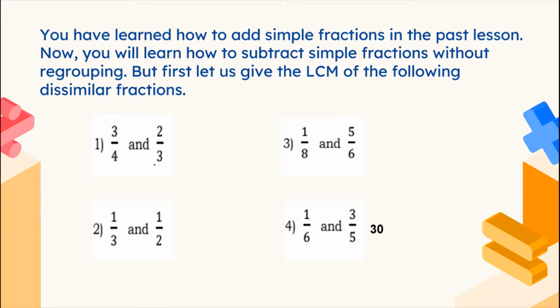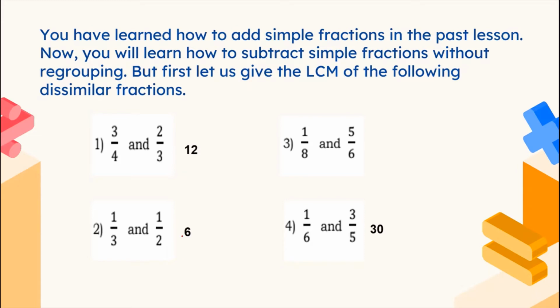You got the answer? Very good. The answer for this one is 12. The LCM of 4 and 3 is 12. How about number 2? 1/3 and 1/2. What is the LCM of 3 and 2? I know you already know the answer. For this one, the LCM is... You're right. The answer is 6.